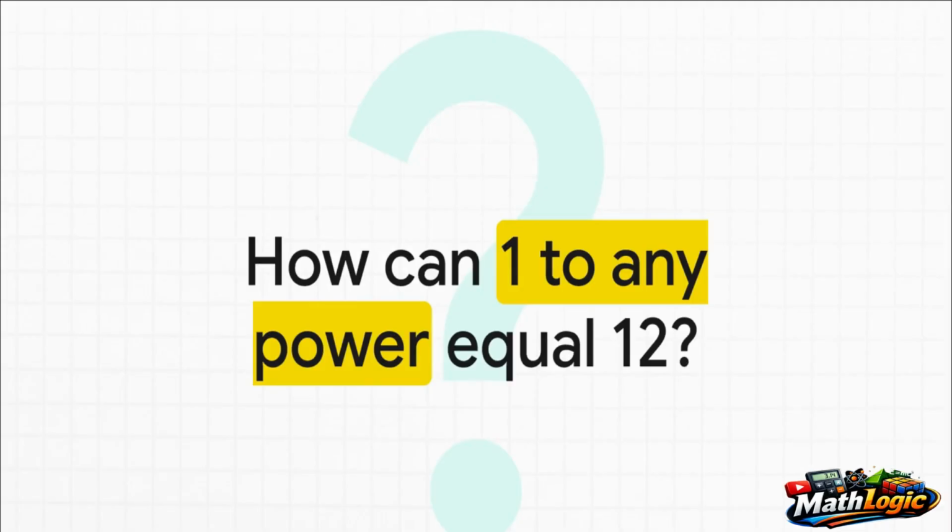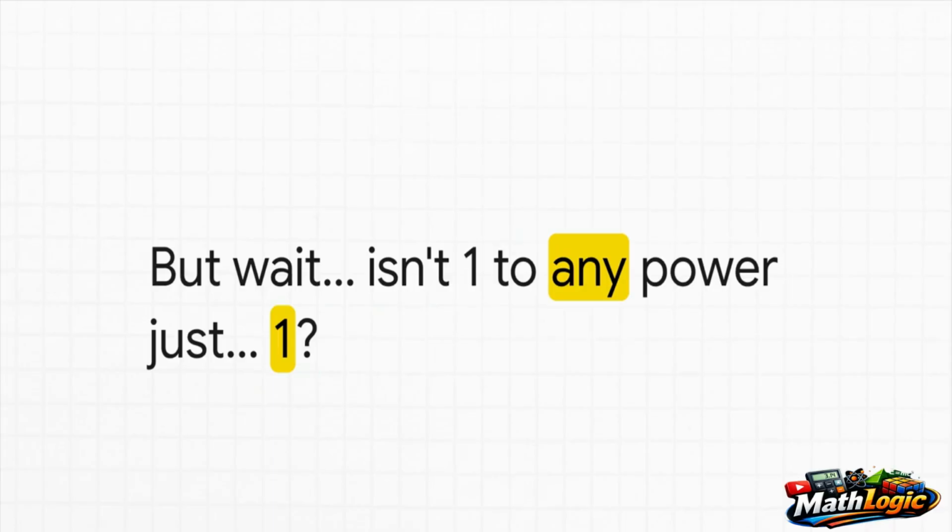I mean, we all learned this in like 3rd grade, right? 1 times 1 is 1. 1 times 1 times 1 is 1. You can do it a million times and it's still just 1. So where does 12 come from? And yeah, that's probably exactly what's going through your head right now.